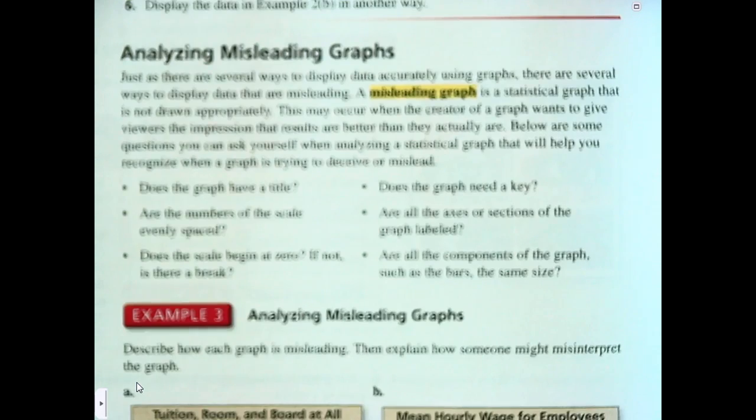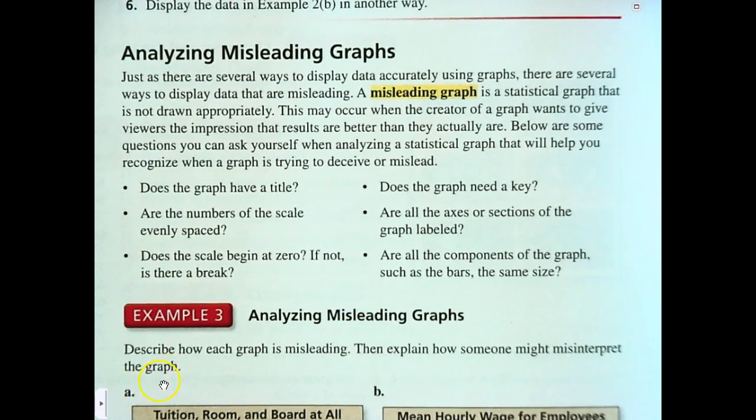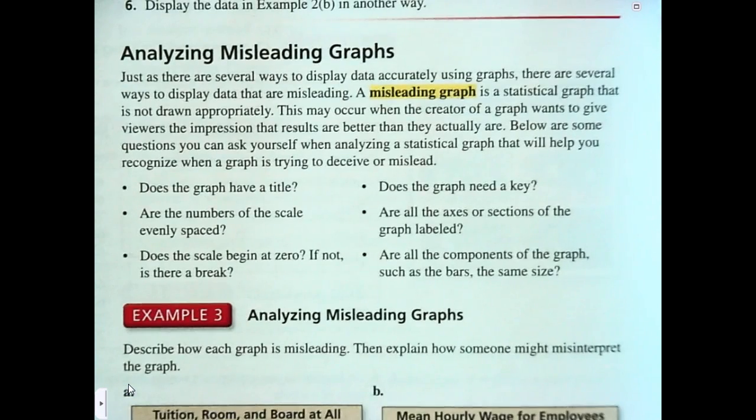Okay, misleading graphs. I'm going to give you a minute to read that to yourself there. Okay, so those are things you're looking for when you're dealing with a misleading graph. Someone's trying to lead you into thinking something or selling you something or getting you to believe something based upon misleading data. The data itself may not be misleading, but the way they're presenting the data to you may be misleading.